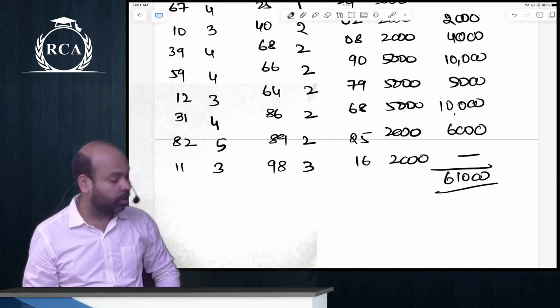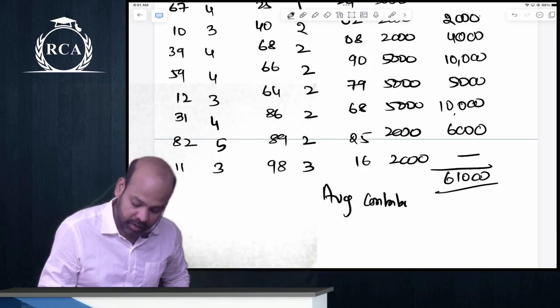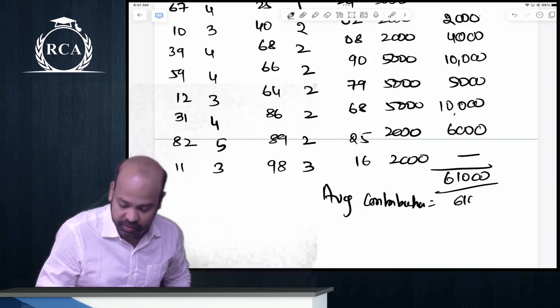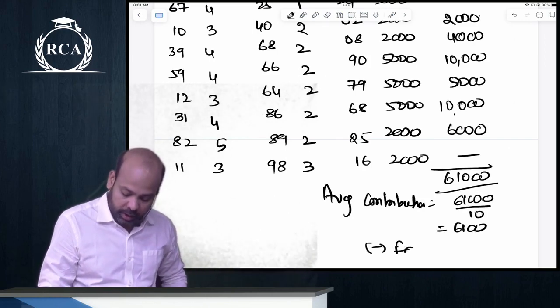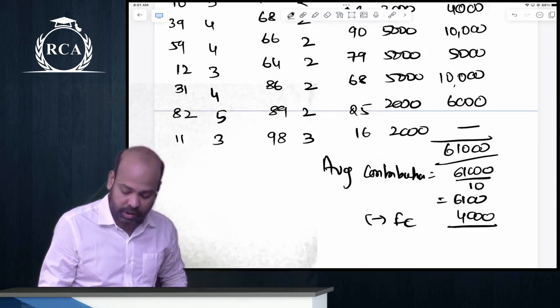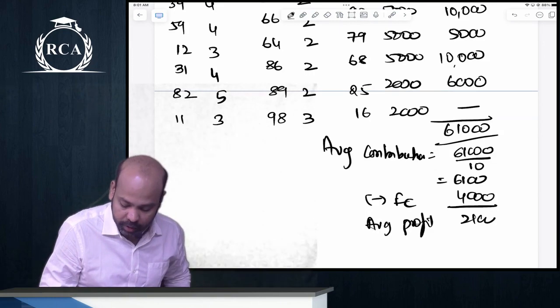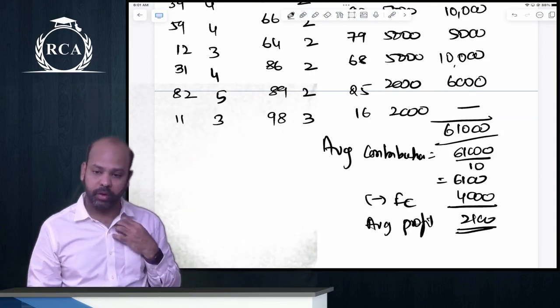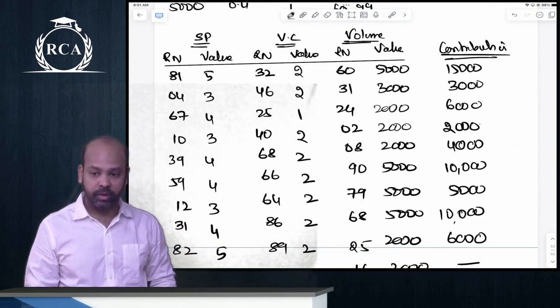Your total contribution is 61,000. What will be your average contribution, guys? Average contribution would be 61,000 divided by 10 runs, 6,100. From this you can deduct fixed cost of 4,000. What is your average profit? 2,100. Your average profit is 2,100 rupees.